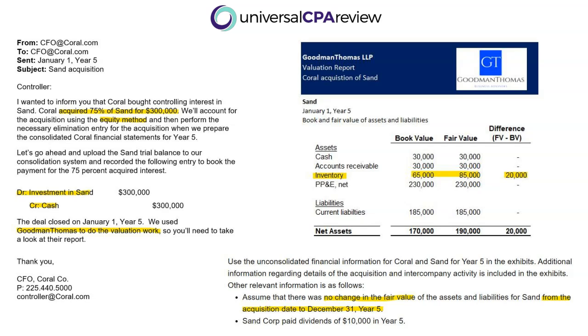We're going to be bringing on the fair value of the assets and liabilities at the end of the year, and there was no change, right? So that's how we know we can use the same numbers.